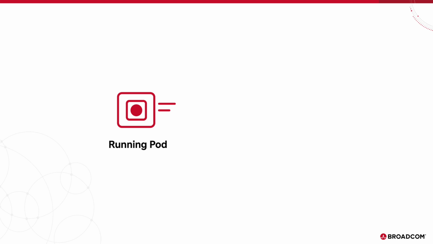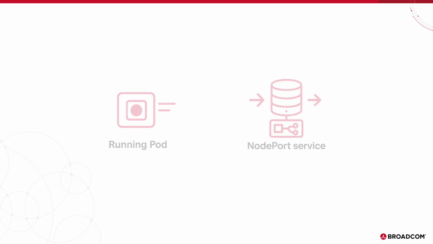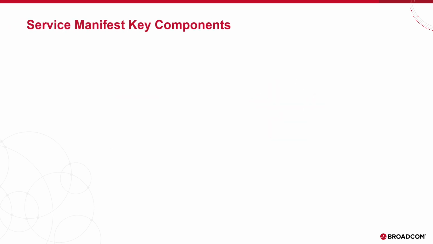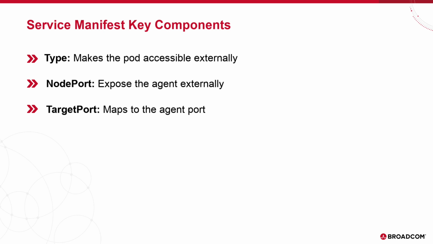A running pod isn't reachable externally without a service, so we expose it with a node port service. The service manifest defines the key components. Type node port, which makes the pod accessible outside the cluster. A node port, which exposes the agent to external systems. Target port, which maps directly to the agent port inside the pod. A selector matches the labels defined in the deployment.